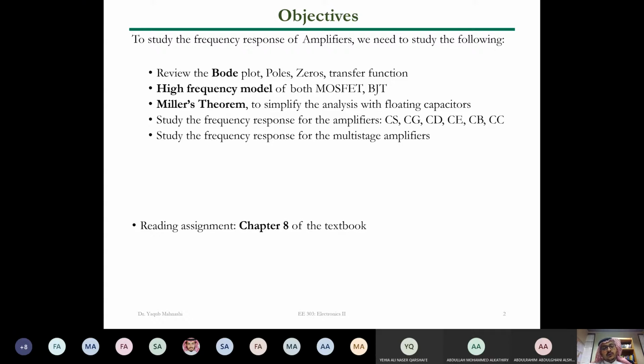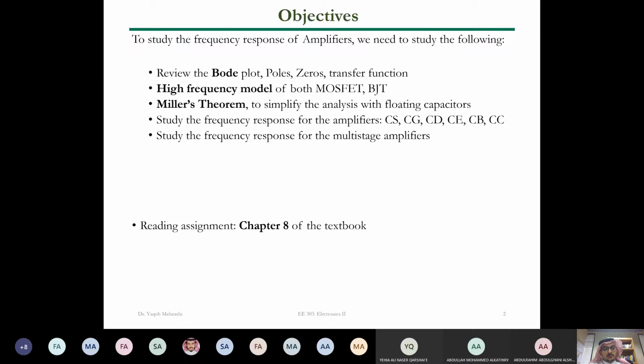Because what we used to do before is just a low frequency model, where we have only a voltage controlled current source and RO. But now we'll add the internal capacitance of the transistor, and that's what we call the high frequency model. Then we'll talk about Miller's theorem, because obviously we'll have some floating capacitors, and we want to apply Miller's theorem to analyze those capacitors and simplify the circuit analysis.